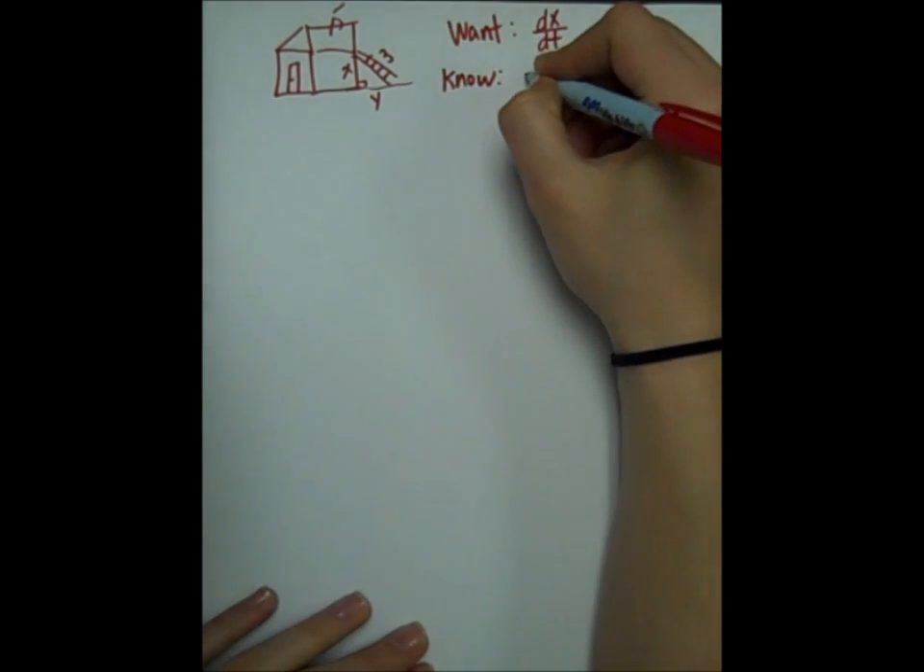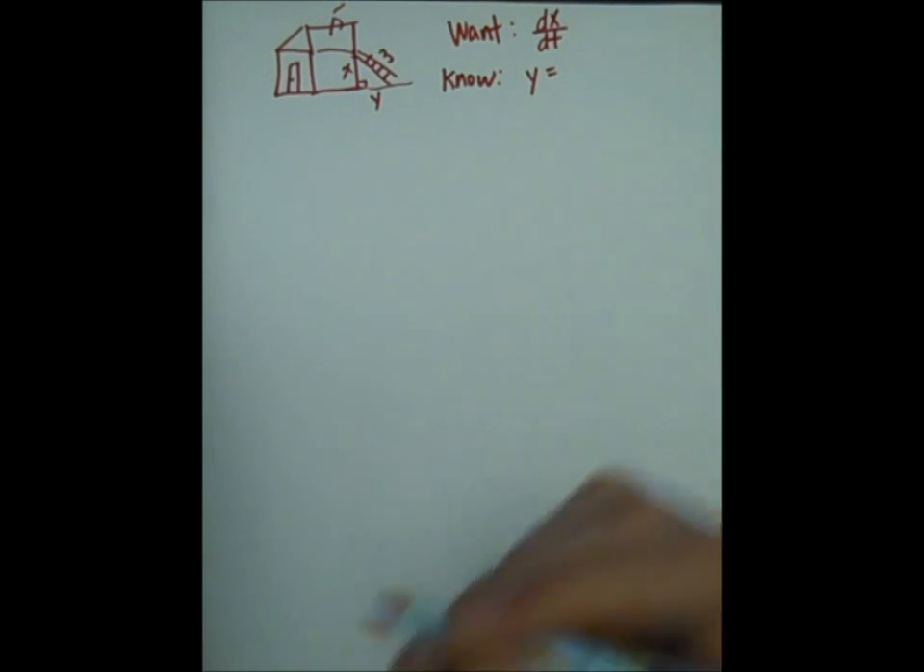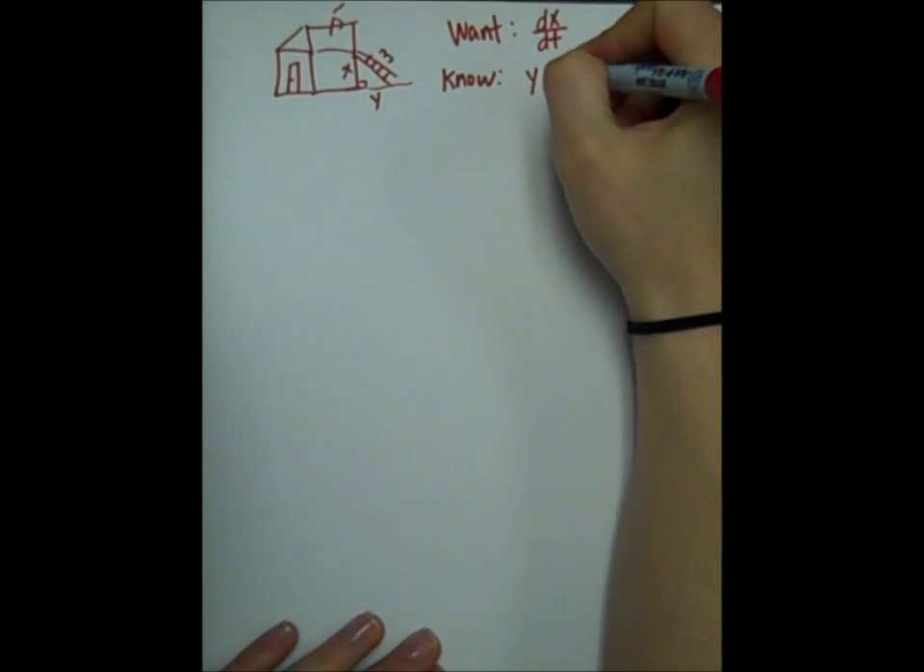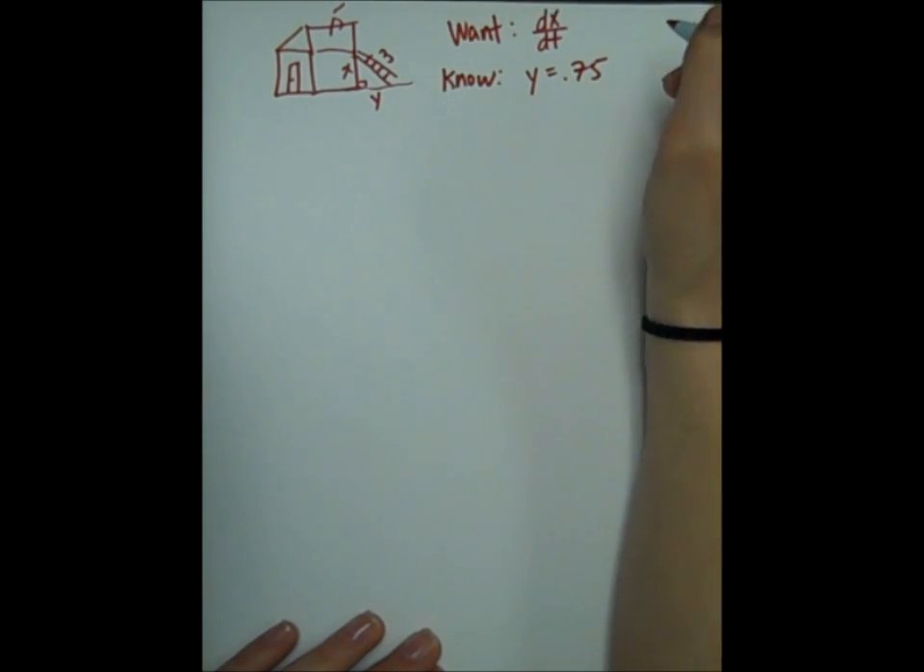So after 1 second, how far away is the ladder from the house? Well, initially it was 0.5 meters from the house. It's moving away at a rate of 0.25 meters per second. So after 1 second, y is 0.75.